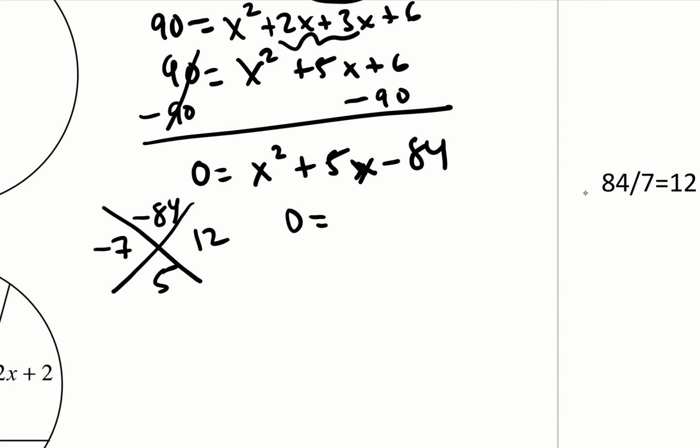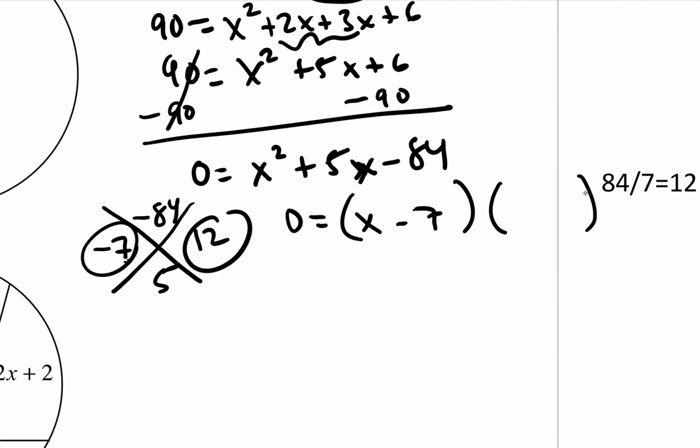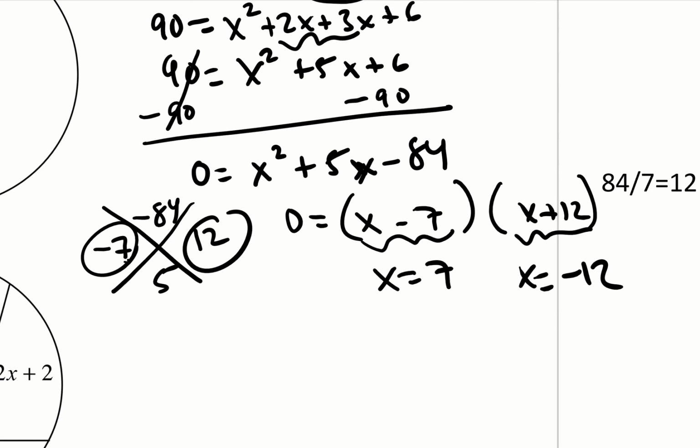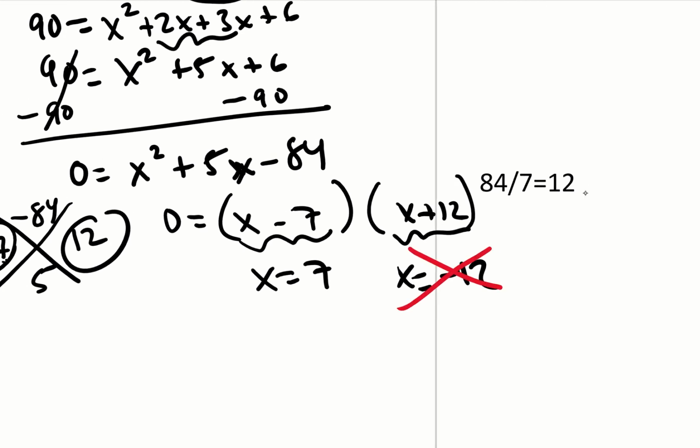So 0 is equal to, then you factor this, x minus 7, x plus 12. And then you say, okay, what makes this equal to 0? Well, when x is equal to 7, that makes that 0. What makes this equal to 0? When x is negative 12. Obviously, negative 12 does not make sense as a solution, so we pick 7.